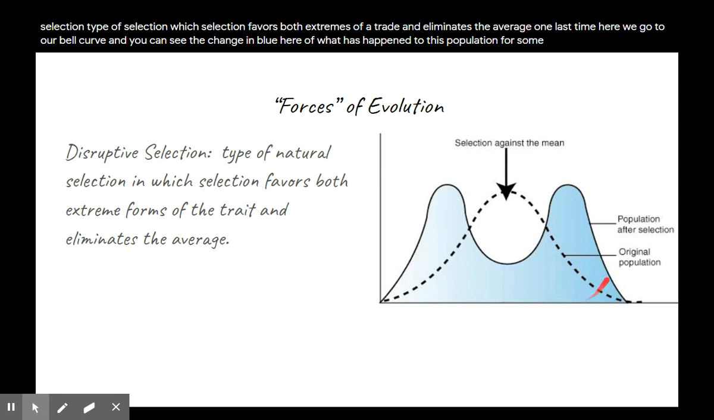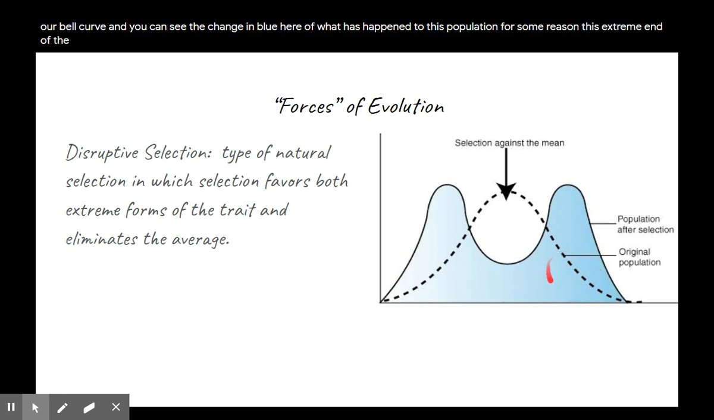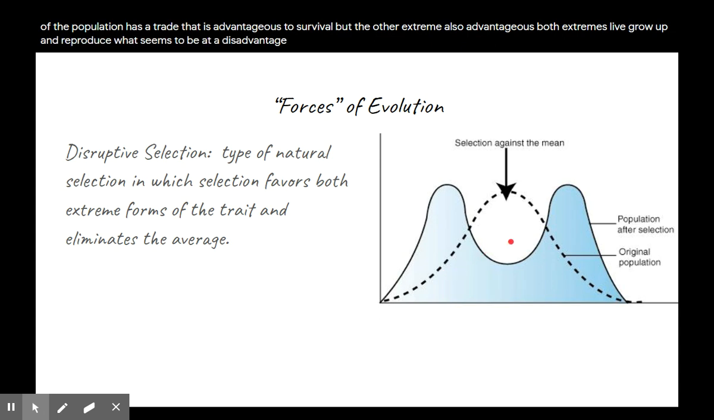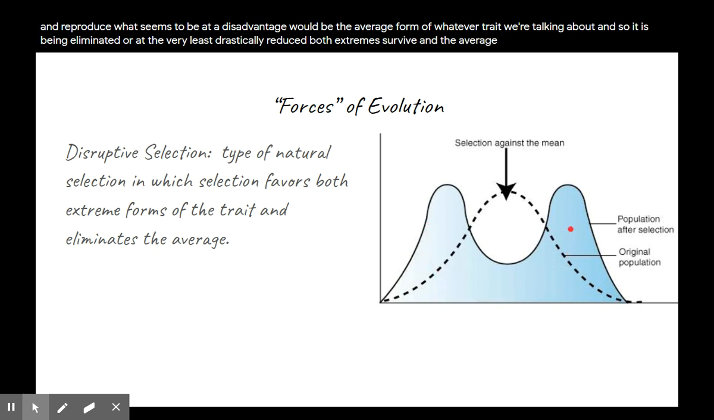For some reason, this extreme end of the population has a trait that is advantageous to survival, but the other extreme is also advantageous. Both extremes live, grow up, and reproduce. What seems to be at a disadvantage would be the average form of whatever trait we're talking about. And so it is being eliminated, or at the very least, drastically reduced. Both extremes survive, and the average is being eliminated.